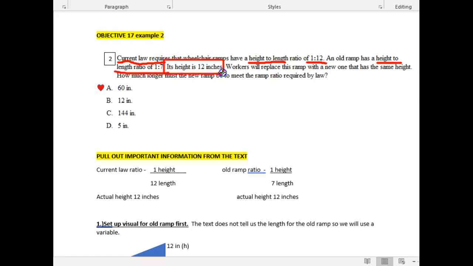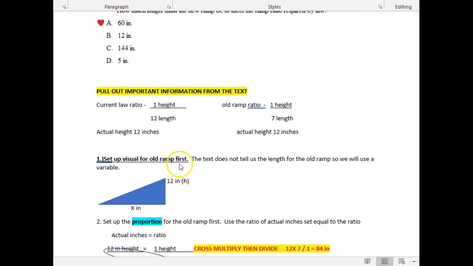Its height is 12 inches. The height is 12 inches for the old ramp. So the actual height is 12 inches. The workers are going to replace this ramp with a new one that has the same height. So the actual height for the new one, the new ramp, will also be 12. I got all of this information right here in my sauce. So now that I've pulled out my important information, let's use that information in order to solve.